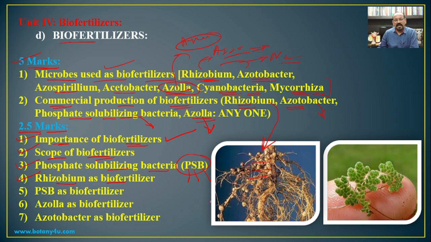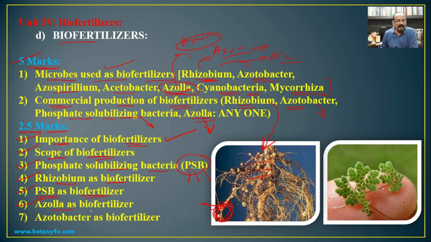As we know, the rhizobium forms root nodules on the leguminous plant and provides extra nitrogen to them. Then PSB, that is the phosphate solubilizing bacteria, as a biofertilizer. We have to provide the details regarding the PSB as a use of biofertilizer.